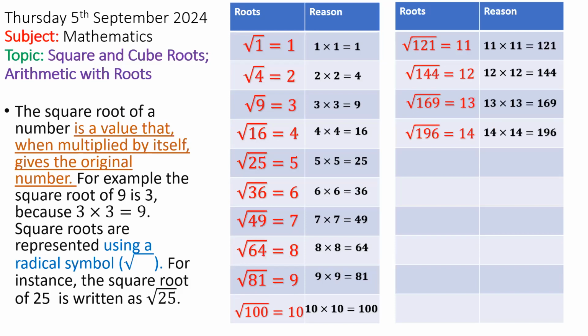Very good. What's the square root of 225? 15. Why? 15 times 15 is 225. What's the square root of 256? 16. Why? 16 times 16 is 256. What's the square root of 289? 17. And then, why?